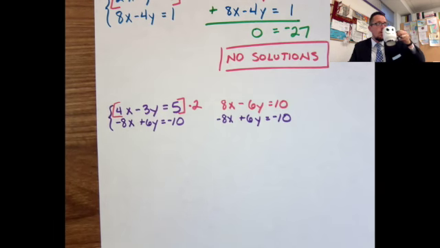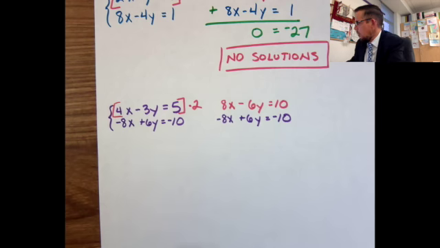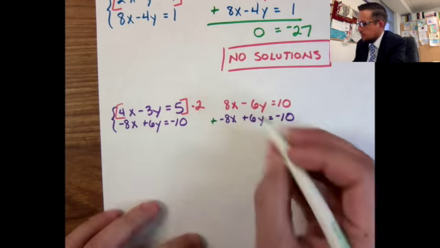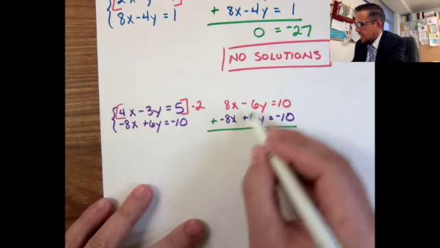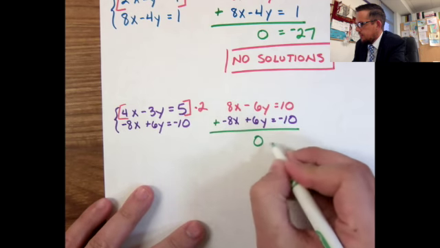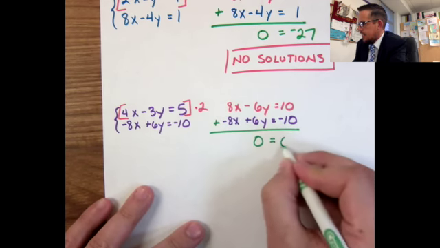Whoa. 0. When I add these, over on the left side, the x's and the y's are gone. Over on the right side, 10 minus 10 is 0.